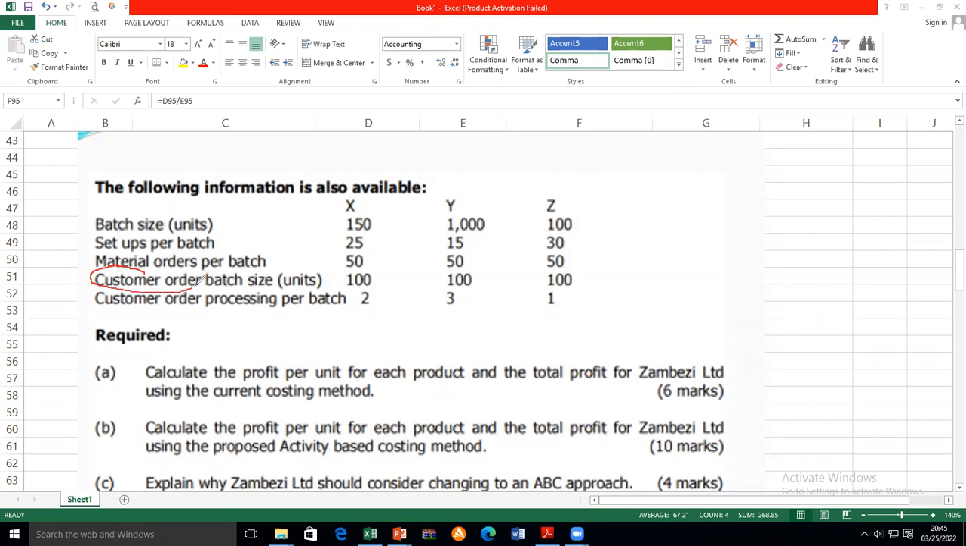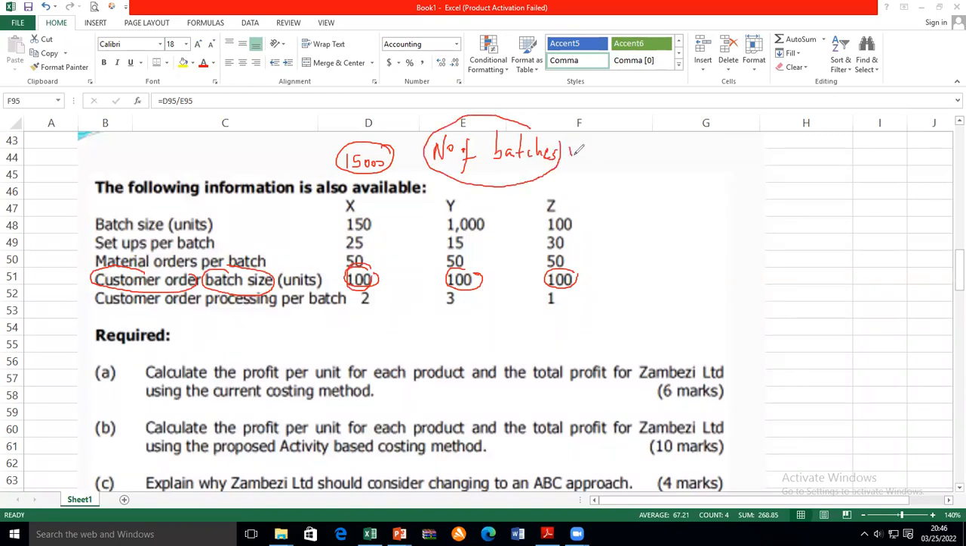Customer orders the batch size. So in one batch, how many items are there? There are 100. So 100 items make a single batch. So that's the point to note. So you want to know first how many batches are there. So what you do is you get a number of units. Like here, the number of units was 15,000. So you take 15,000, divide by 100 to find what? The number of batches. So that was the first one.